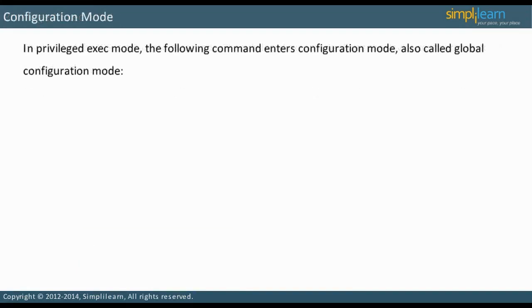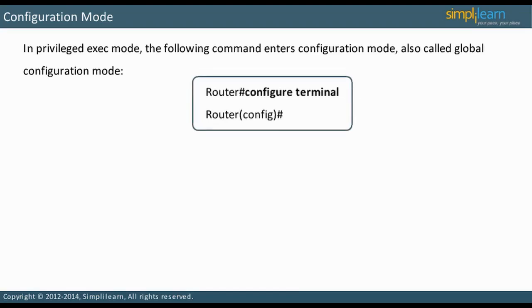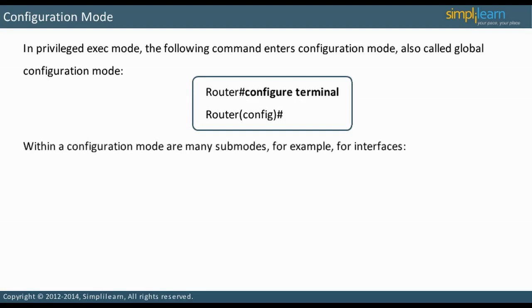Use the configure terminal command in privileged exec mode to enter configuration mode, also called global configuration mode. You can notice the prompt changes. Instead of just the host name and a pound sign, now you will see config in parentheses. Within configuration mode are many submodes.